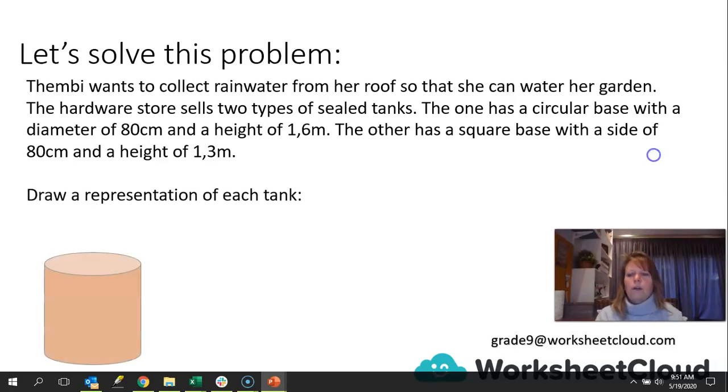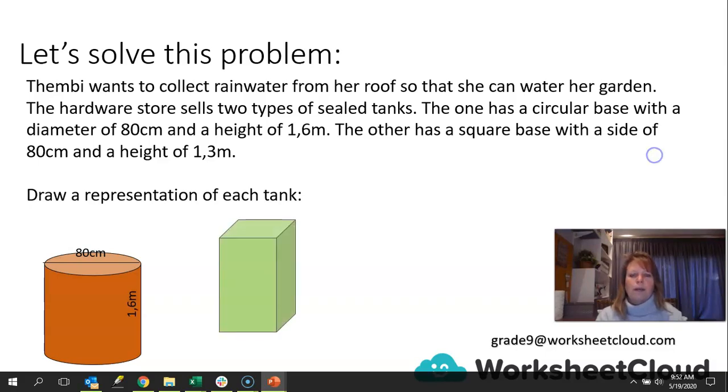So there we go. Our first tank is a circular tank. It's got a circular base, and it tells us that it's got a diameter of 80 centimeters and a height of 1,6 meters. Okay, so we've drawn the diagram. We can sort of picture it. The next one, we need to draw the tank with the square base, and it has a side of 80 centimeters. Remember, it's square, so 80 by 80 by 80 by 80. And then our height is 1,3 meters.